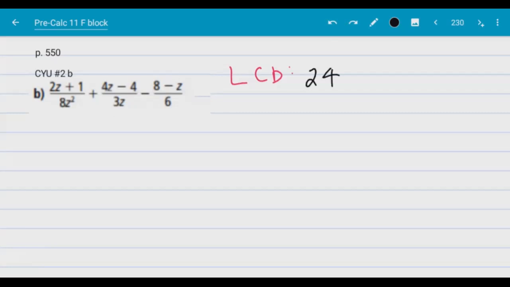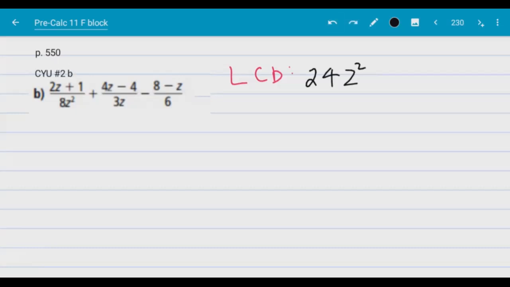What about a variable? Well, we need at least a z because this one has a z, but then this one is a z squared. So I think that is the biggest power, and that's what we need. And there's your LCD. Following what we did in letter A, check understanding number... Oh, is it 2B? I thought this was 3B. I probably just put the wrong one. Okay, this is supposed to be 3B.